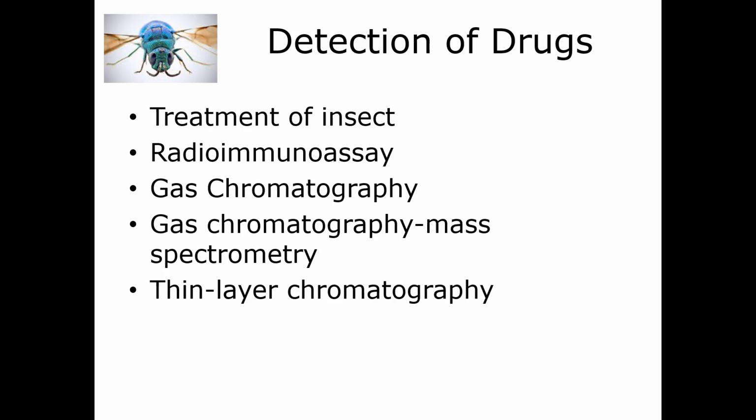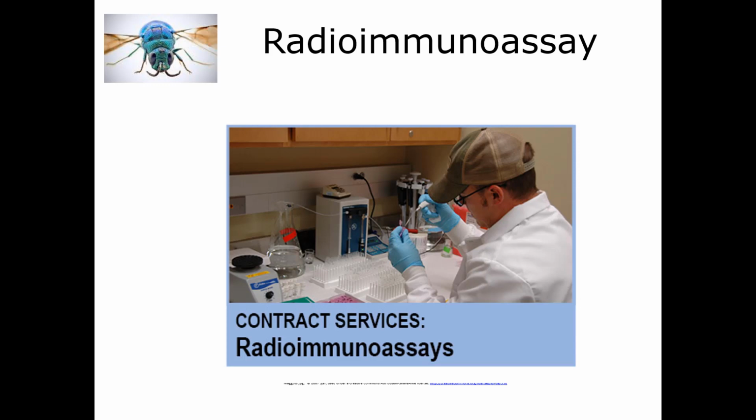You can use radioimmunoassay, you can use gas chromatography, GC mass spec, so gas chromatography, mass spectrometry, thin layer chromatography, basically all those neat techniques that you've learned in your microbiology, your chemistry courses, in order to analyze different chemicals. What is this thing? Well, you can do that exact same thing with these insect parts and figure out what drugs are there.